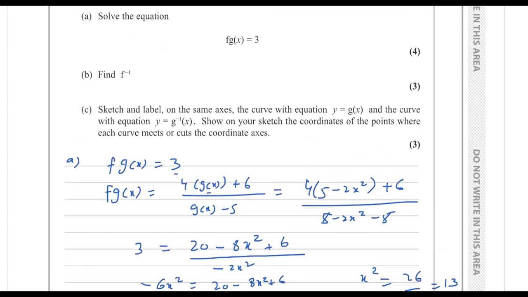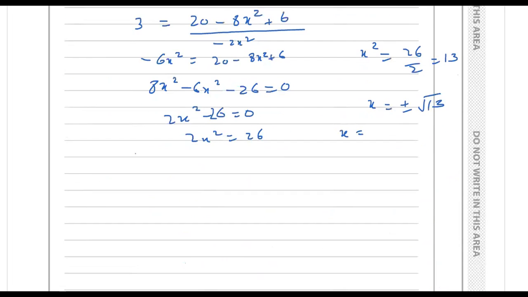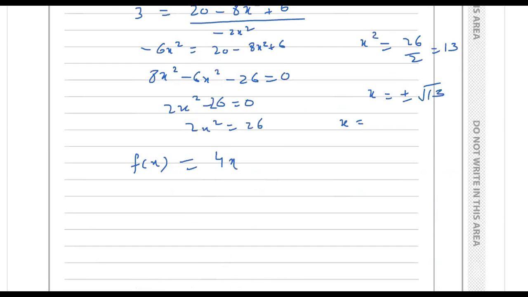Now next we have to find f inverse. Now for finding the inverse function, let's see what f of x is here. f of x is given as 4x plus 6 divided by x minus 5. That is f of x we have.